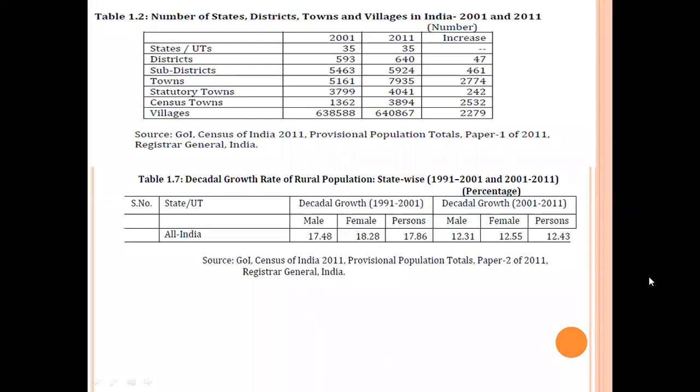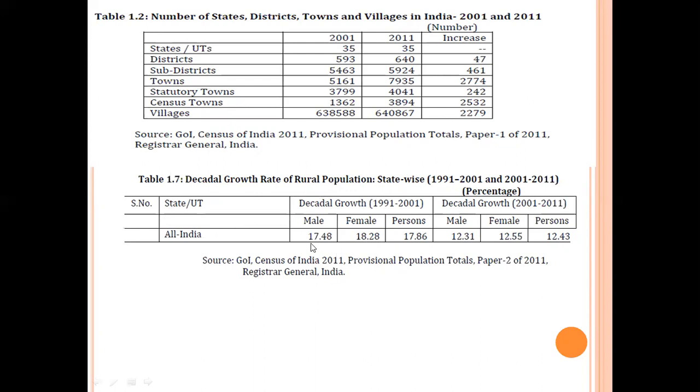And now see the demographic data. According to the census of 2011 in India, there are 35 states in which 640 districts were there, sub-districts 5,924, towns and villages. You see here, villages are almost 6,40,000. And rural population state-wise, I have covered all over India.